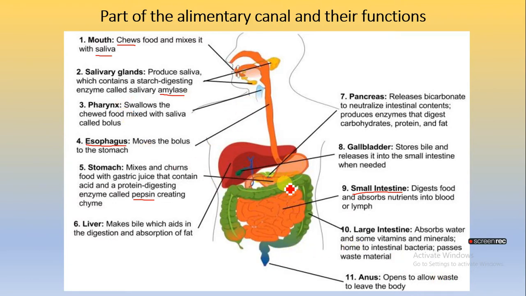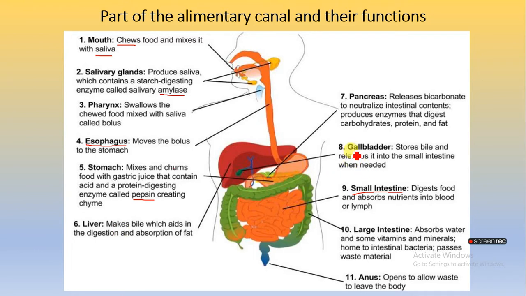Now, these are the major organs, but we have certain accessory organs that also help in the process of digestion, and one of them is the liver. The liver is used to make bile, which aids in the digestion and absorption of fat molecules. It also helps to provide the optimum pH for enzymes within the upper part of the small intestine to work. Then you also have a gallbladder.